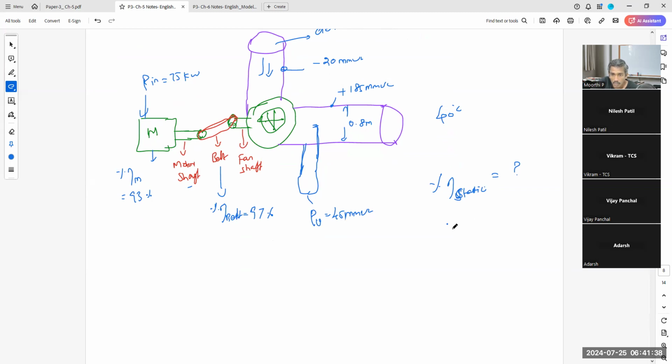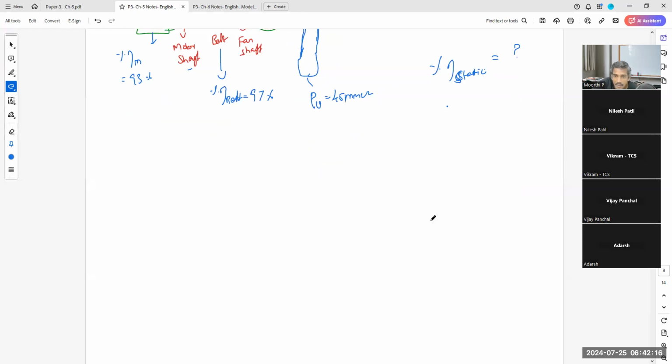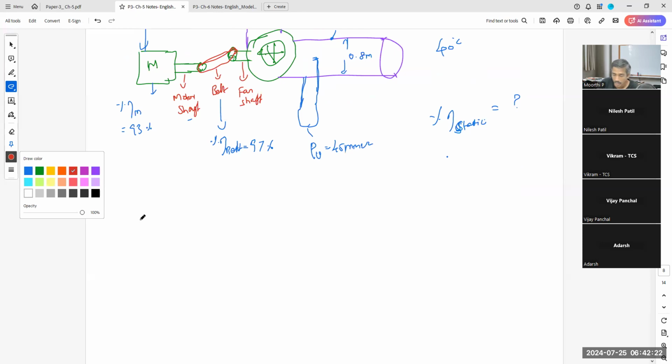Okay. How to calculate static efficiency? What things do you need to calculate for static efficiency? Volumetric flow. First, you need to calculate volumetric flow, and input. Static efficiency means you need to calculate static pressure. Understand? First write the formula. Then you can easily understand what things you need to calculate.